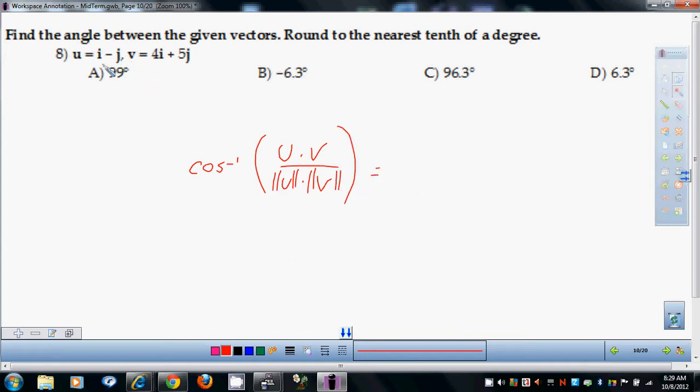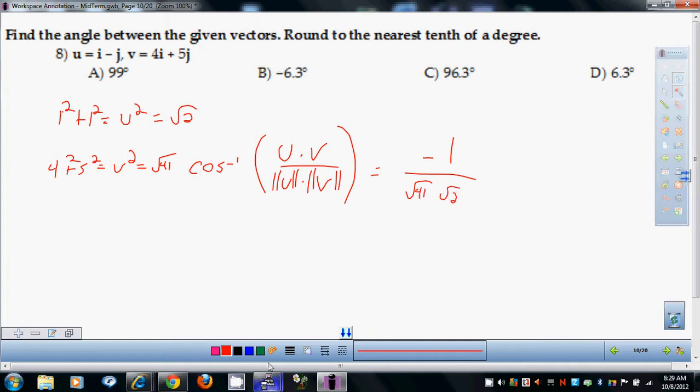So here we go. Dot product. 1 times 4 is 4. Negative 1 times 5 is negative 5. Add those together and the dot product is negative 1. That's right. Now for the magnitudes. I do Pythagorean theorem. 1 squared plus 1 squared equals u squared, and 4 squared plus 5 squared equals v squared. So I believe this is going to be radical 2 and radical 41.